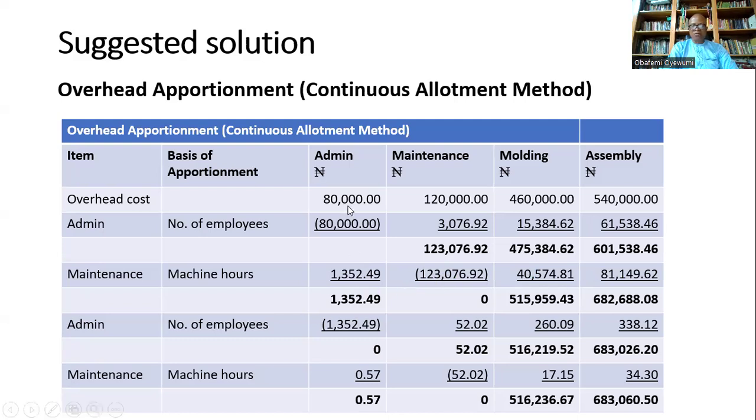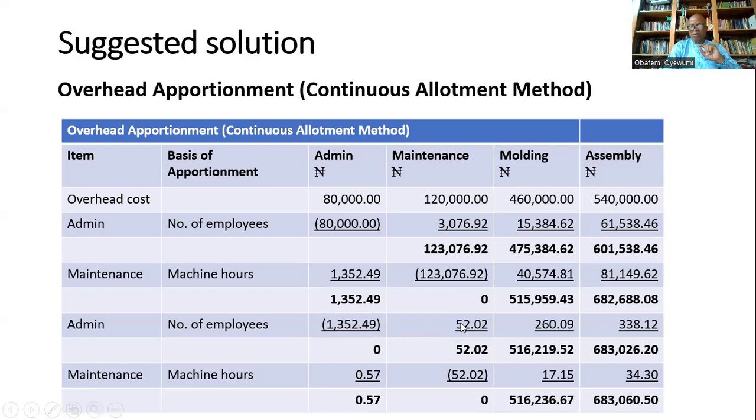So now that means that admin, that you had removed everything before, now has a different figure that you still have to apportion, because while this one has been reduced to 0, then we have this figure as 515, and then 682 for assembly. So let's go back to the third level of apportionment. Third level of apportionment. So now that we have 1,352.49 to be shared, in this case. So that's the next level of apportionment you want to do.